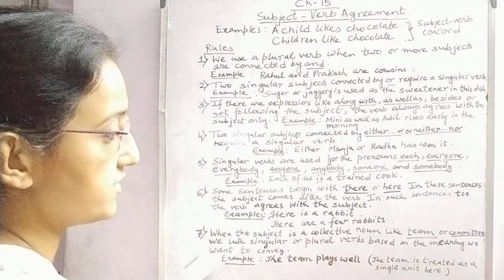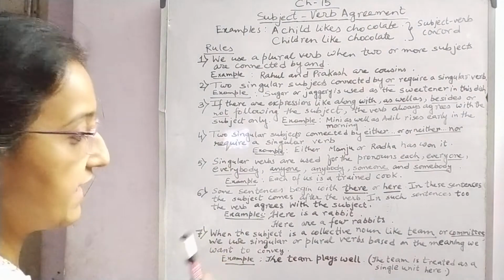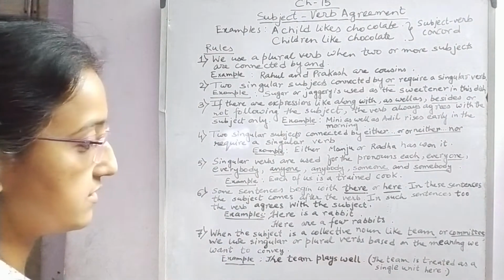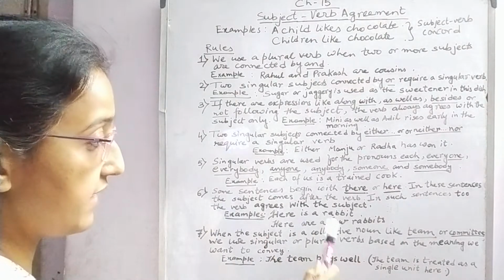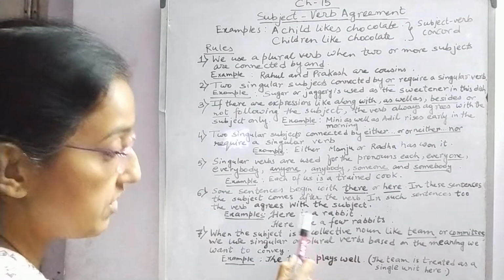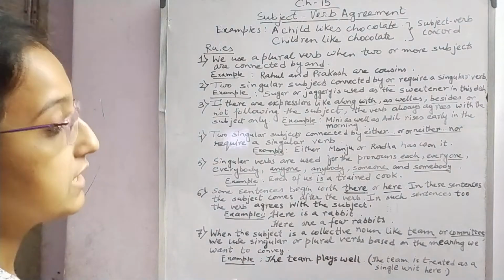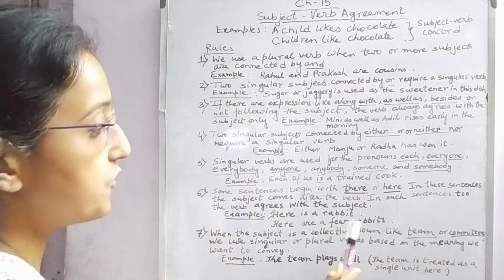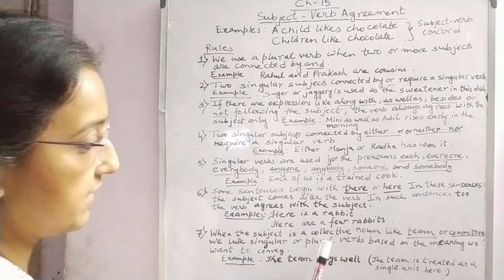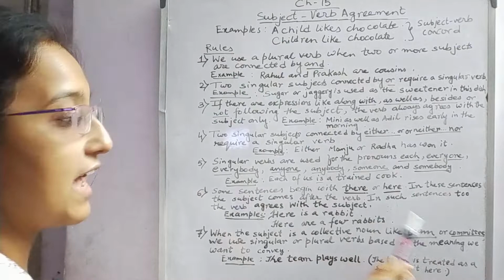Here is a rabbit. In the second example, here are a few rabbits. In this case, the subject is plural, so the verb is also plural. Here are a few rabbits. That means the verb agrees with the subject here as well.